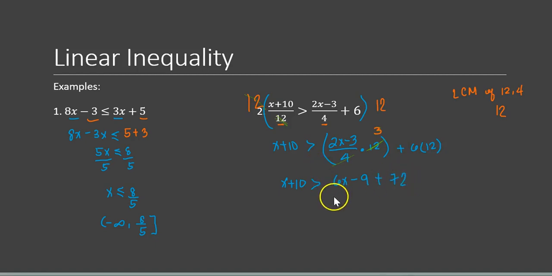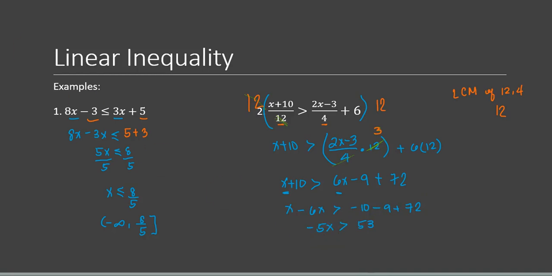Okay. Then again, all the variables with x, we have that on one side and all the constants on the right side. So that's x minus 6x. And then this will be negative 10 minus 9 plus 72. And then we simplify. We have negative 5x. And this one, if we simplify this, 72 minus 19 is 53.